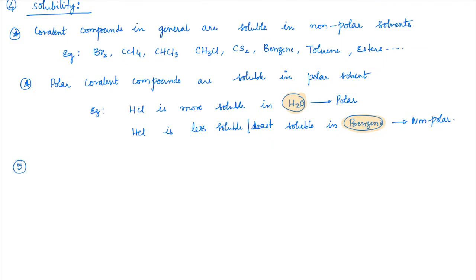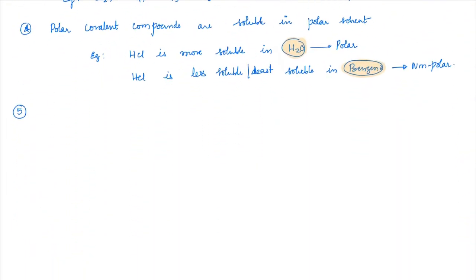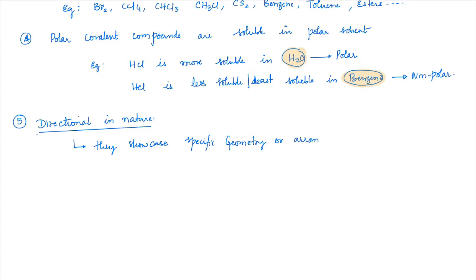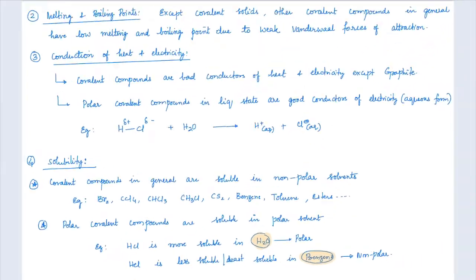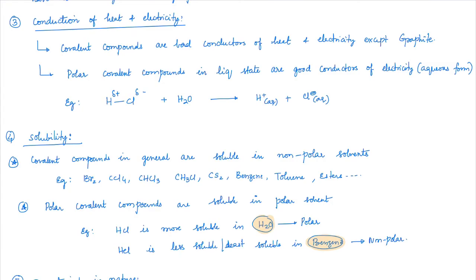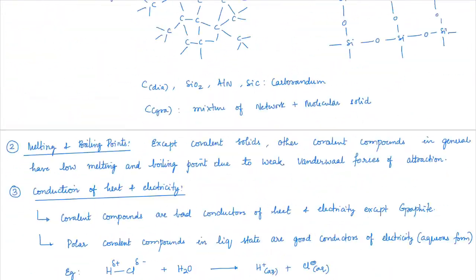If you see the difference between ionic and covalent compounds, one of the important differences is direction in nature. If you compare, ionic compounds are non-directional, but covalent compounds are highly directional. What do you mean by directional? Those showcase specific geometry or arrangement in space. Hey guys, have you understood this? Right? So that's the way to understand the properties of covalent compounds.